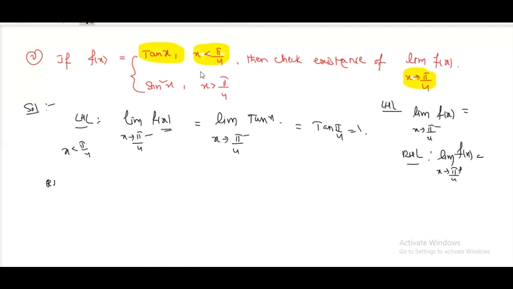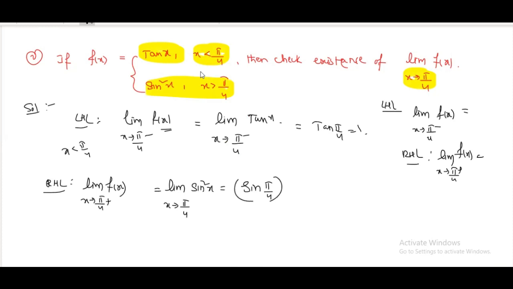Next, if you see the RHL, the right hand limit: limit x tends to pi by 4 plus f of x. When the right hand limit means x is greater than pi by 4, so we should take our f of x as sine square x. So limit x tends to pi by 4 will become sine square x. If I substitute the x value here, we can write this as sine pi by 4 whole square.